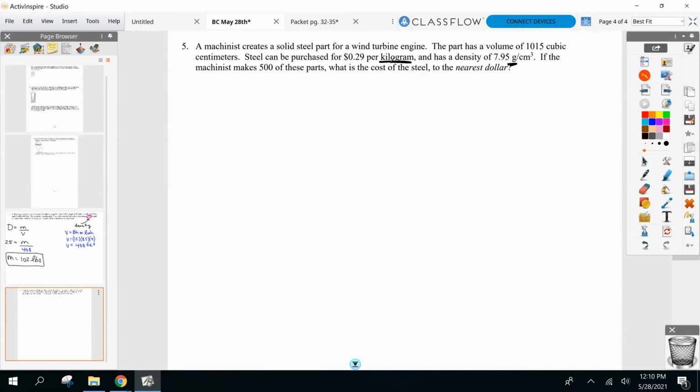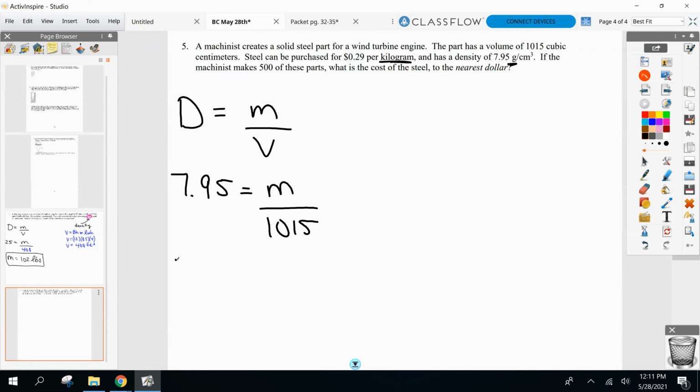The only time you need to change at the very beginning of the problem is if the dimensions of the figure do not match the density. Weight can be done at the end and converted. So how much does one of these steel parts weigh? Because if you're going to charge me per kilogram, I better know how much it weighs. 7.95 for D, the density. M, volume. Unlike the last problem, you don't even need to calculate it. It's already 1,015. All right, let's roll.